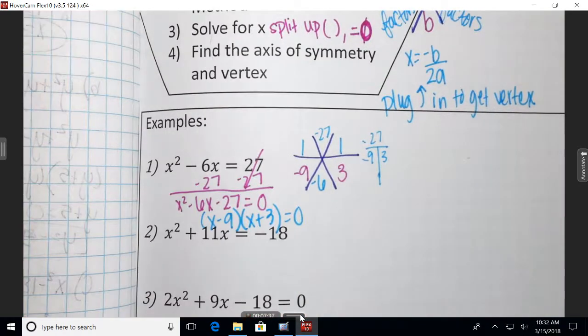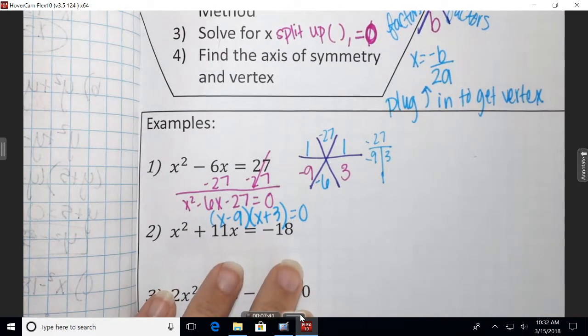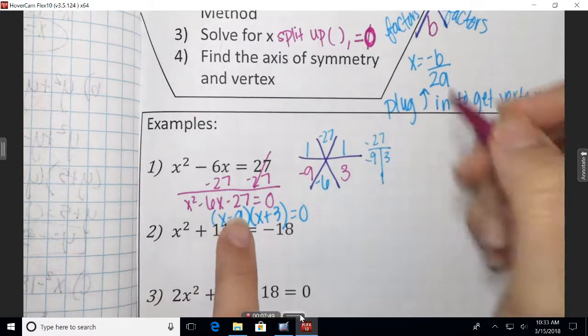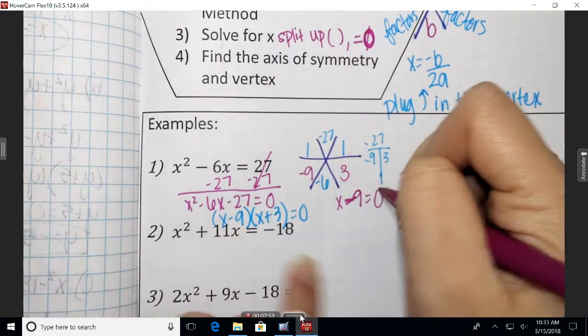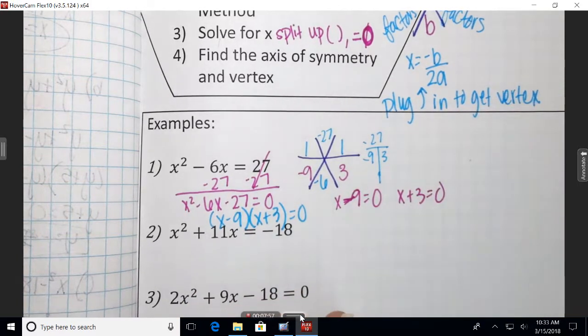All right, Alexia, can you help me figure out what to do from this step? So that was step 1 and 2. Now what do I do for step 3? Nope, what's step 3? Solve for x. So I take x minus 9, Blair, and set it equal to 0, and x plus 3, and set it equal to 0.